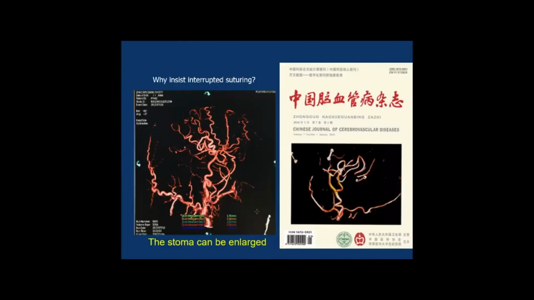So why do I insist on interrupted suturing? Because the stoma can be enlarged. Like this result, you can see the stoma enlarged a lot, 2 or 3 times, compared to immediately after anastomosis.